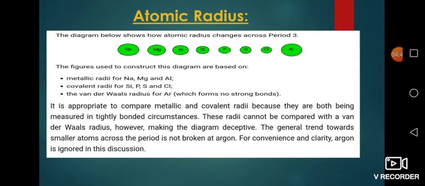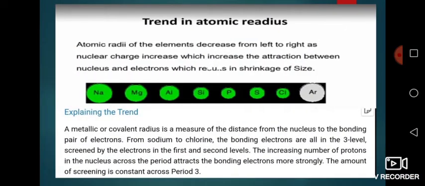Property number 2, atomic radius. Atomic radius can be defined as the distance between the nucleus and the outermost valence shell, or it can also be defined as half of the distance between the nuclei of 2 similar bonded atoms. The unit of atomic radius is angstrom. It can be measured by different techniques like NMR spectroscopy, X-ray diffraction analysis, and electron diffraction analysis.